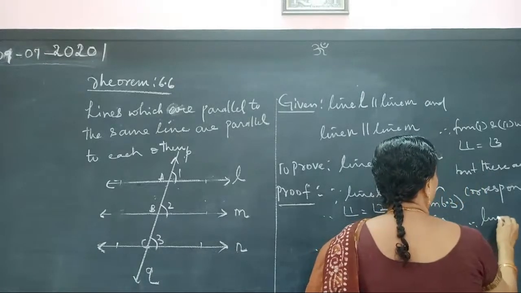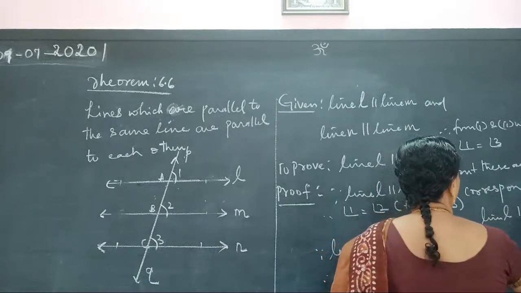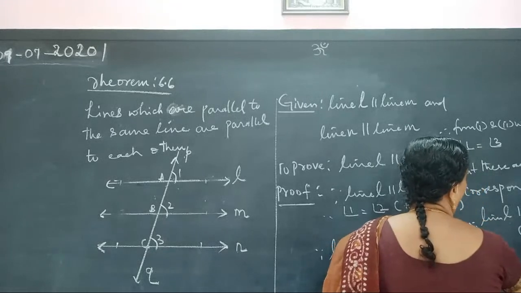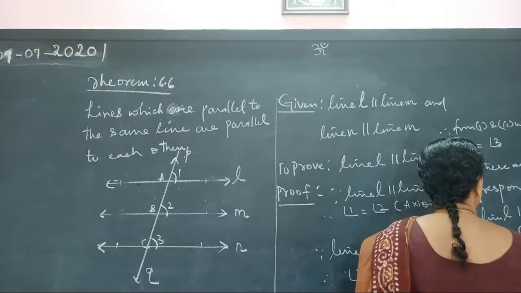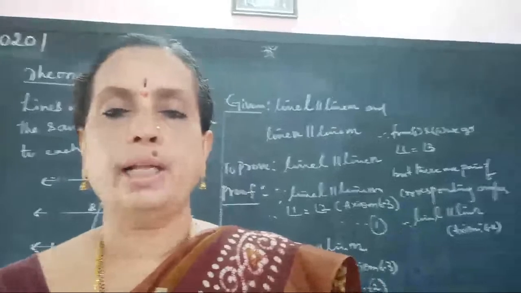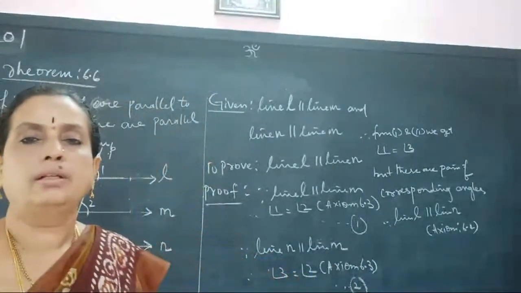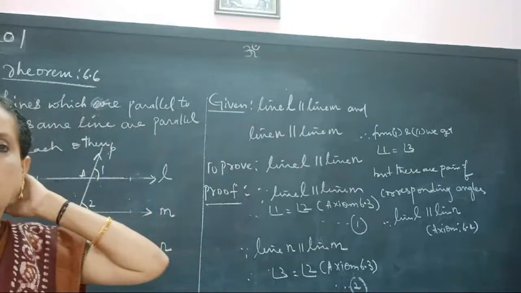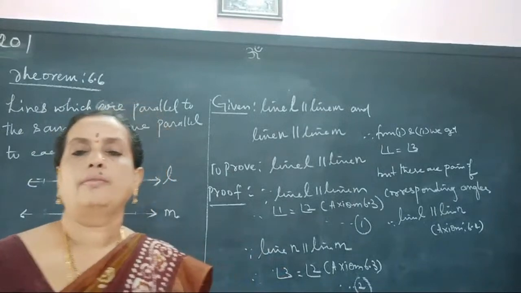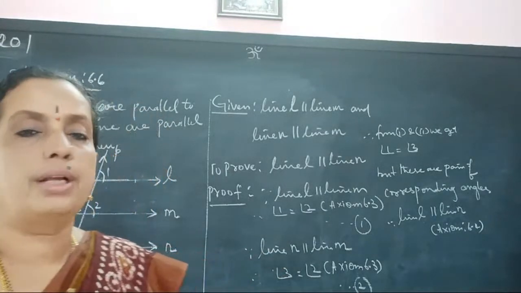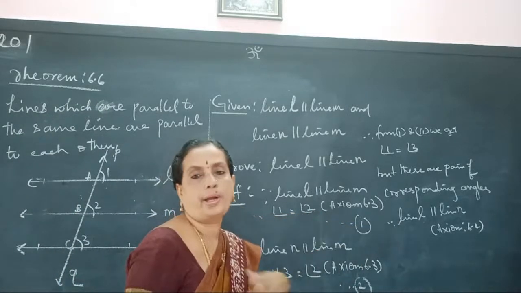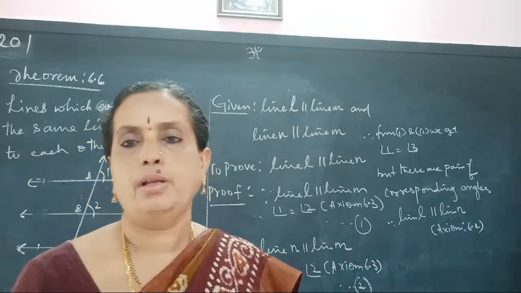Therefore, line L is parallel to line M. According to axiom 6.4, if the corresponding angles are equal, the lines are parallel. According to axiom 6.3, if the lines are parallel, their corresponding angles are equal. We are using axiom 6.3 as well as 6.4 to prove this theorem.